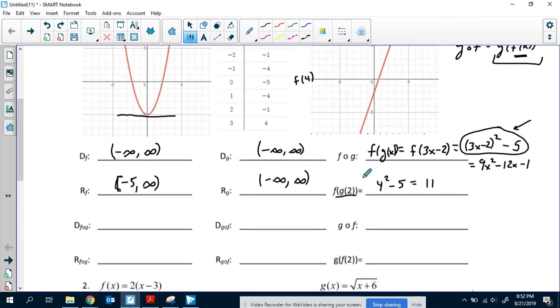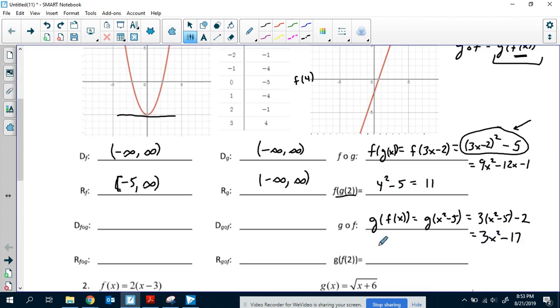Now if we take a look at g of f, once again, that's the same thing as g of f of x. So I'm going to substitute f of x in here, and now I will have g of x squared minus 5, which is the same thing as 3 times (x squared minus 5) minus 2. It's definitely easier to continue simplifying this. This will end up being 3x squared minus 15 minus 2, which is the same thing as 3x squared minus 17.